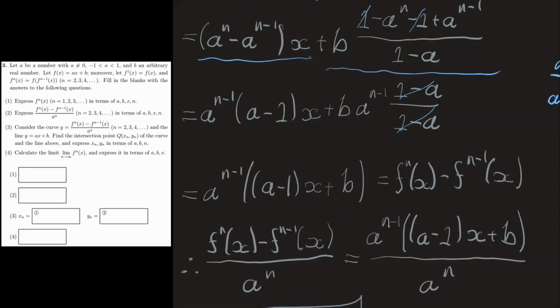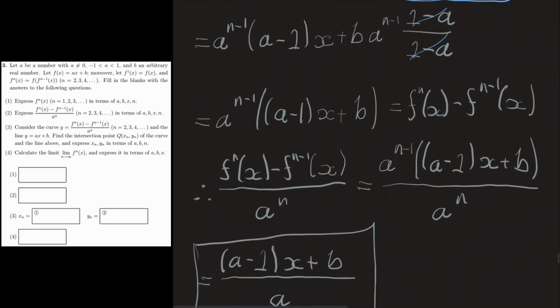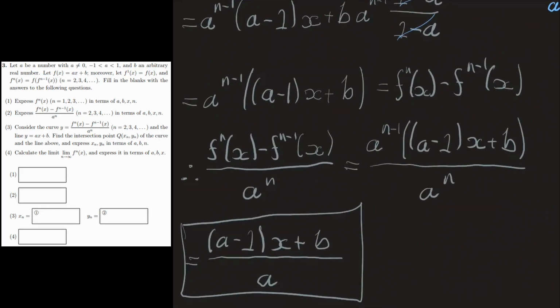So it looks something like this. And once again, here we can cancel out a to the power of n minus 1 from the numerator and the denominator, right? So this a to the power of n minus 1 is canceled out completely, while this a to the power of n just becomes a. And so we are left with a minus 1 times x plus b divided by a, and that is the answer to the second part of the question.